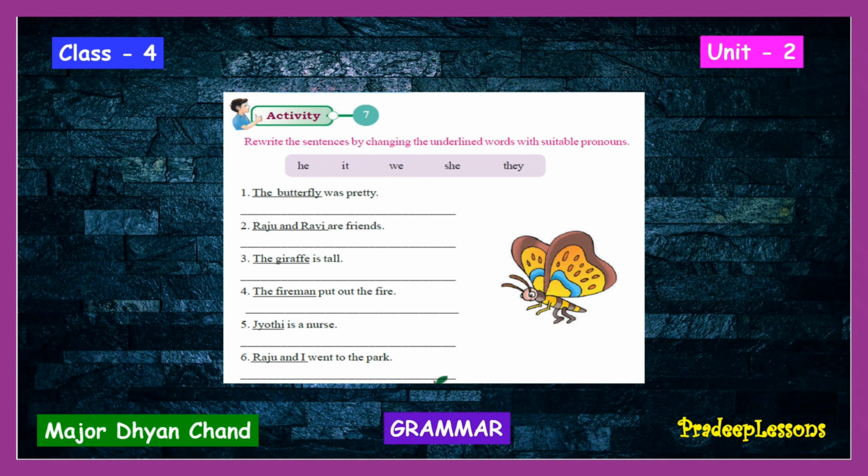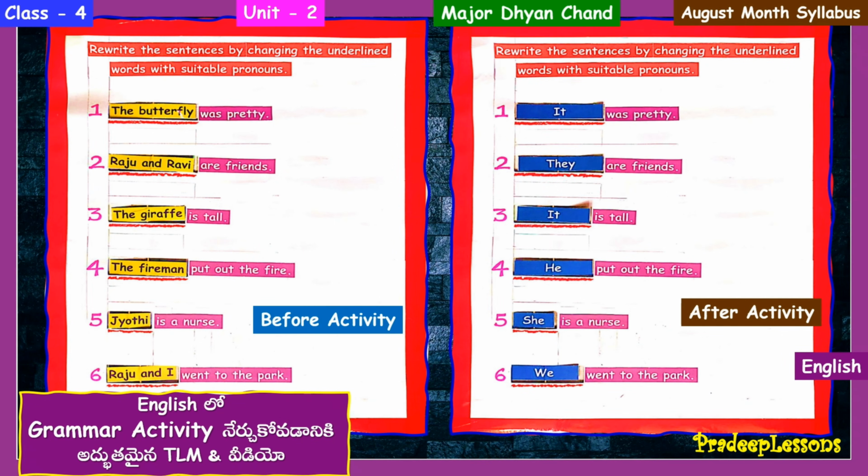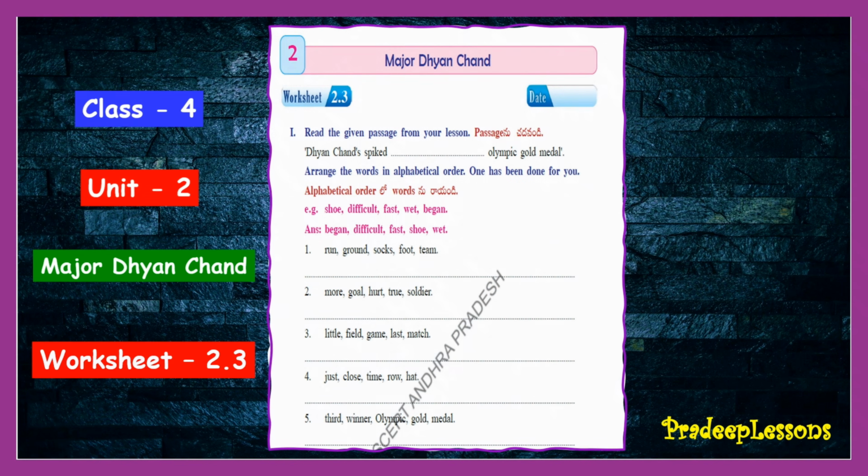Next, I prepared a TLM for suitable pronouns. For this, I prepared a flip TLM. It is also an interactive TLM for children. Next, I prepared teaching learning material for alphabetical order.